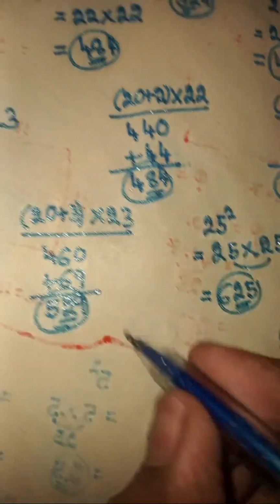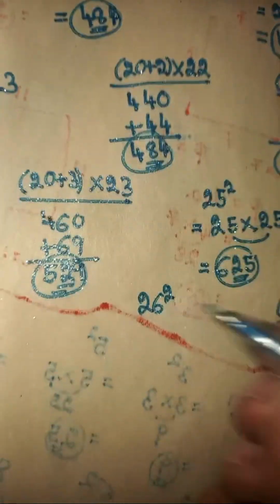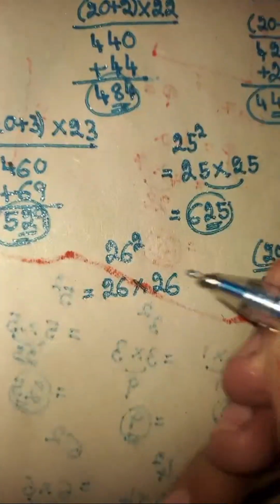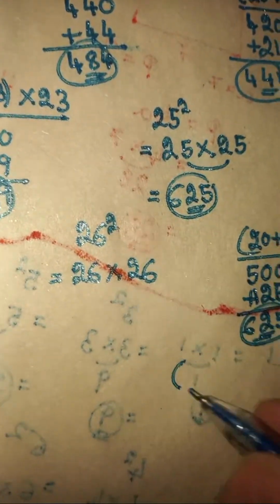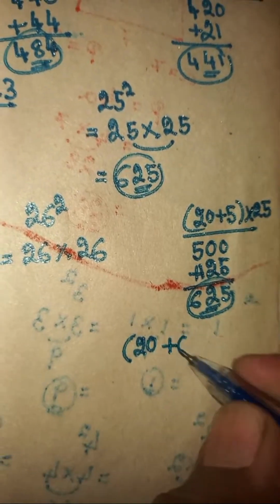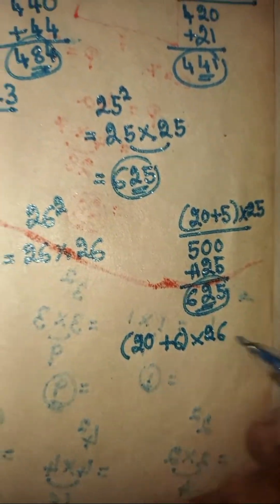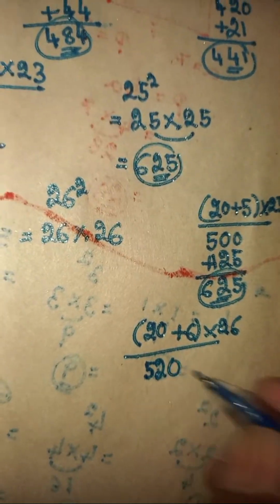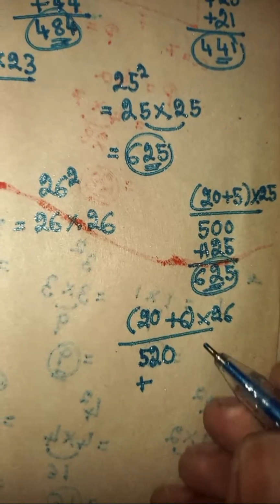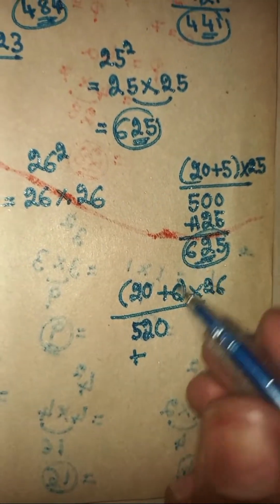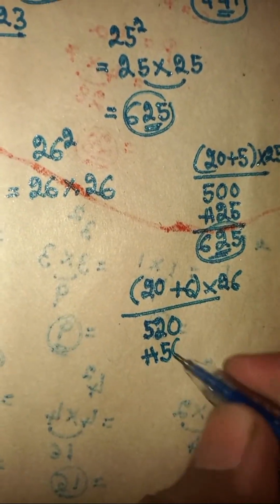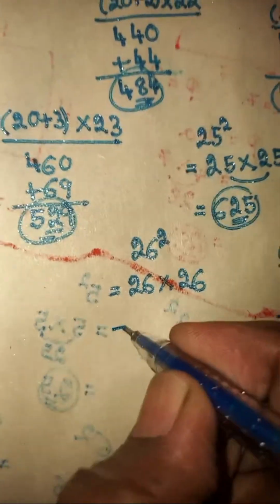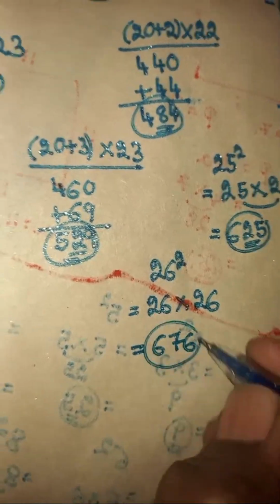Now let's write about 26 square. It can be written as 26 times 26. Now you can split and write this 26 as 20 plus 6 times 26. 26 times 2 is 52, so it is 520, plus 26 times 6, which is 120 plus 36, 156, which is going to become 676. This is completely equal to 676.